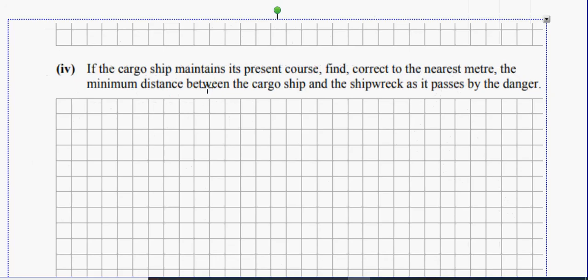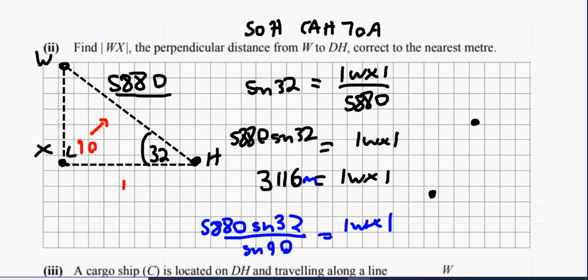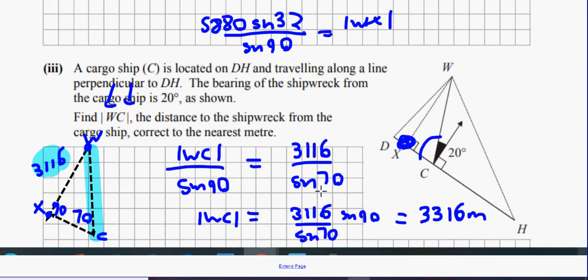The minimum distance between the cargo ship and the shipwreck as it passes by the danger. And its present course is what? What's its present course? Oh, I'm wrong. He's going this way, isn't it? No, that's the cargo ship. The cargo ship is located at the edge, traveling along. Oh, it's perpendicular. Sorry, guys, my fault. It's perpendicular. So it's going to be the same thing again. You're going to have to hit it at 90 degrees.